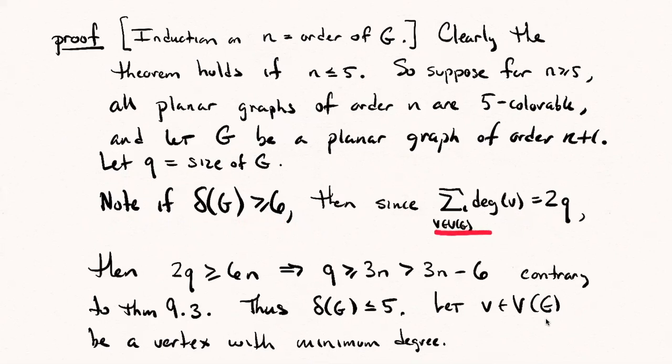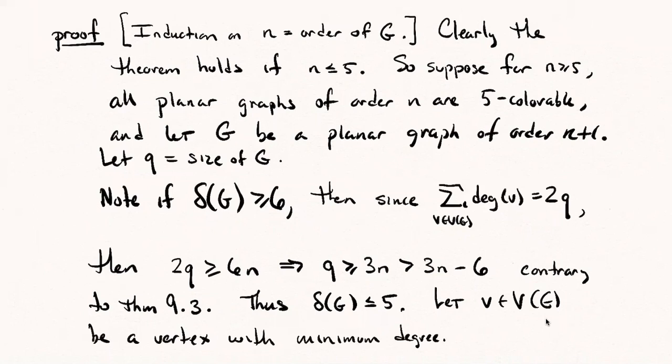Well, then remember our very first result in this course: the sum of the vertex degrees is twice the size. So if every vertex has degree at least 6, then twice the size would be at least 6 times the number of vertices. And then a little bit of algebra would mean that q is greater than or equal to 3n, which is certainly strictly greater than 3n minus 6. But theorem 9.3, which we did prove, says that the size of a planar graph is less than or equal to this number. So we have some planar graph, and it cannot be the case that its minimum vertex degree is at least 6. Delta of G has to be less than or equal to 5. This is your author's corollary, 9.3 something.